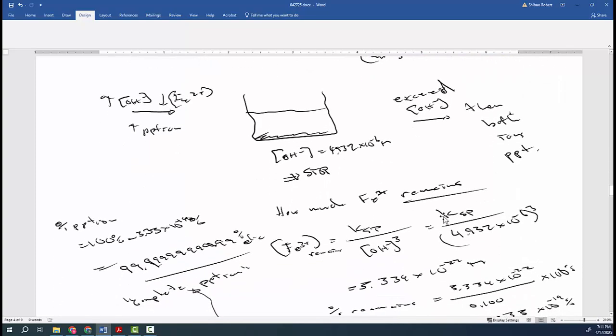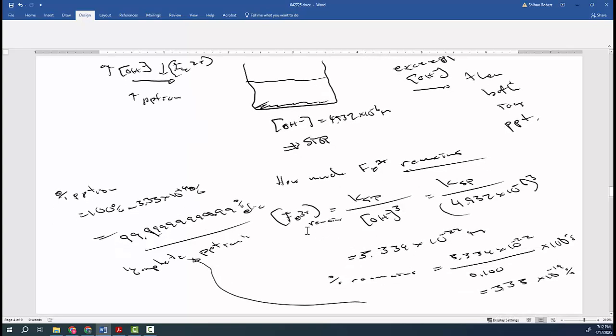Okay, and so how much iron 3+ remains at our stopping point? That's our next calculation. The iron 3+ remaining is equal to KSP divided by the hydroxide. The hydroxide maxes out at 4.932 times 10 to the minus 6, and we know what the KSP value is, and that gives us an iron 3+ remaining of 3.334 times 10 to the minus 22 molar.